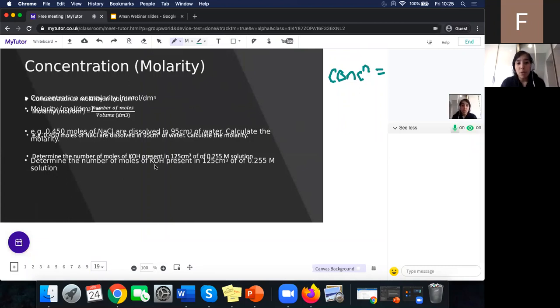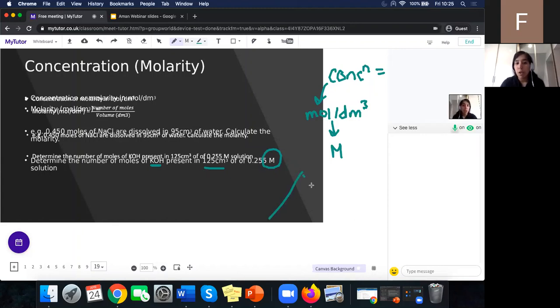Determine the number of moles of potassium hydroxide present in 125 centimeters cubed of 0.255 M solution. M is a unit for molarity. Molarity is the same as concentration. It is essentially moles per decimeter cubed. That's what M is. So that's a concentration there, and we need to calculate the number of moles.